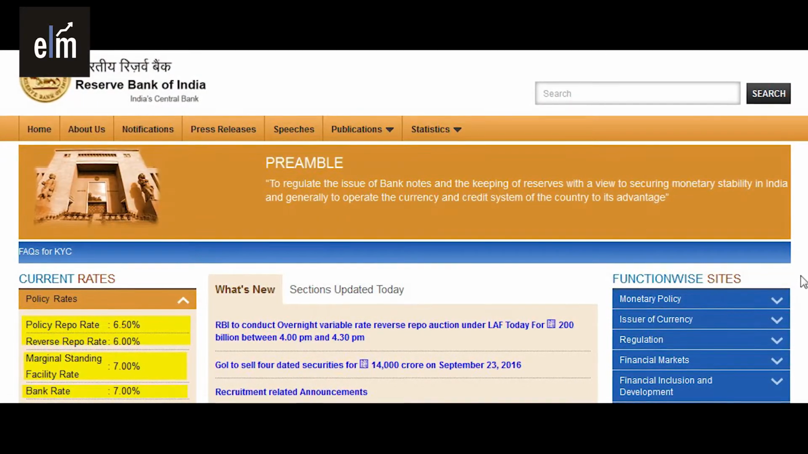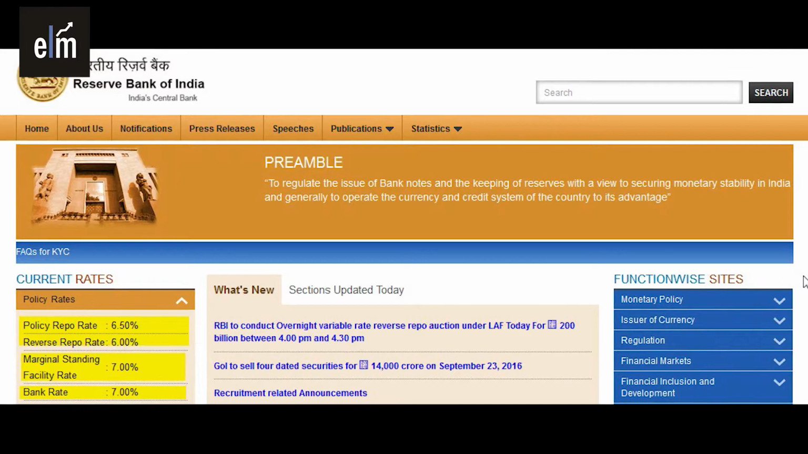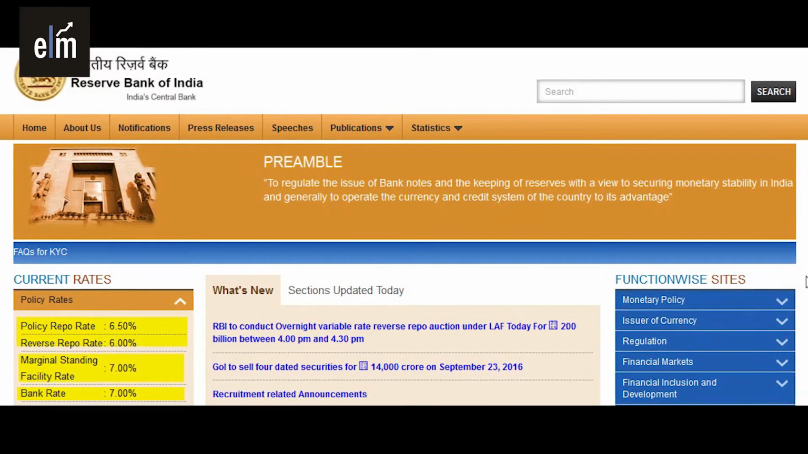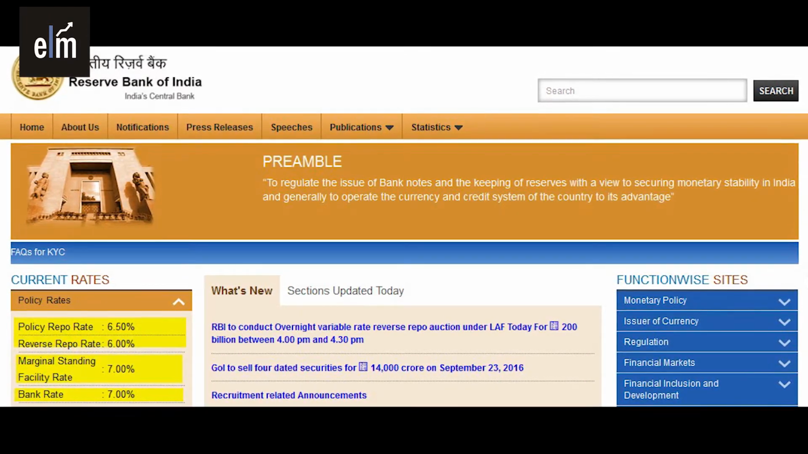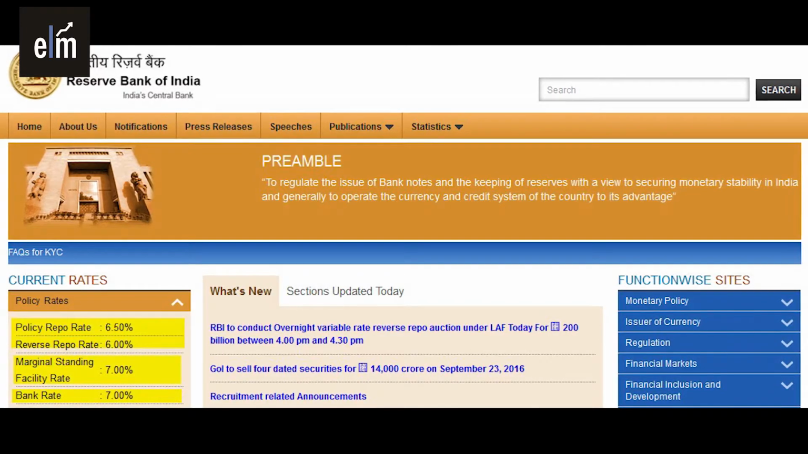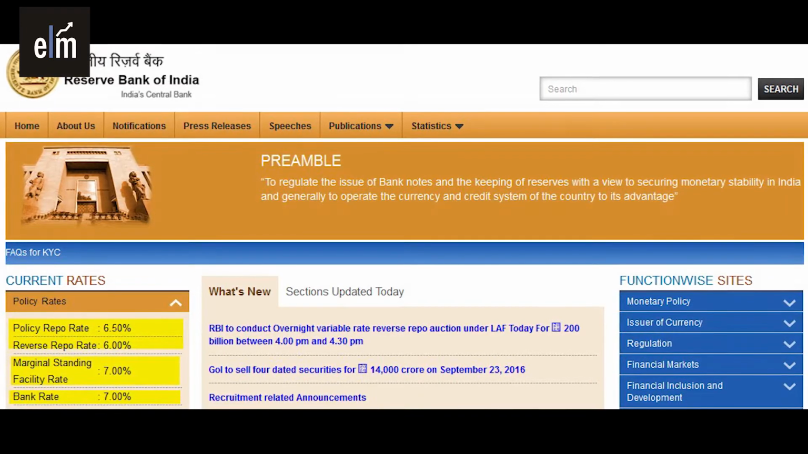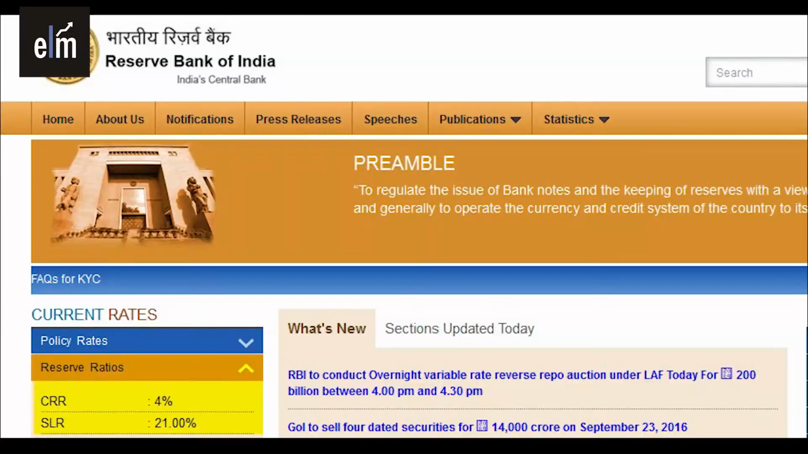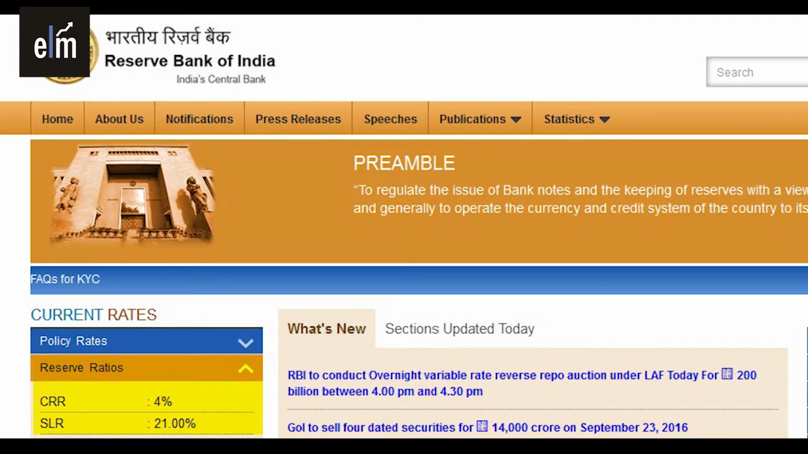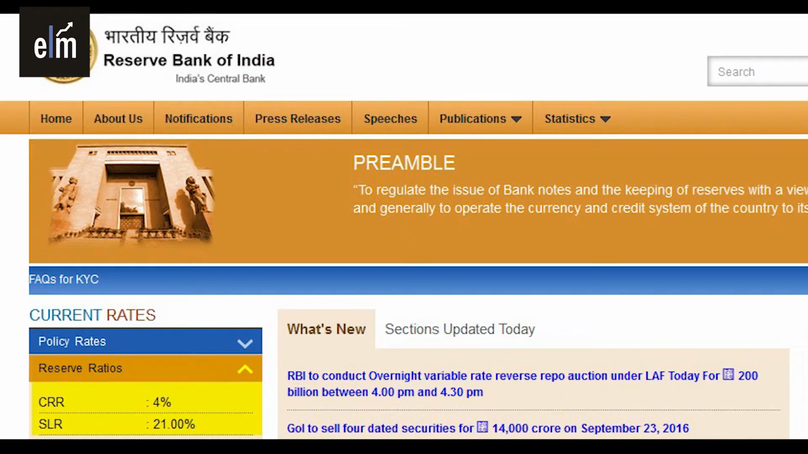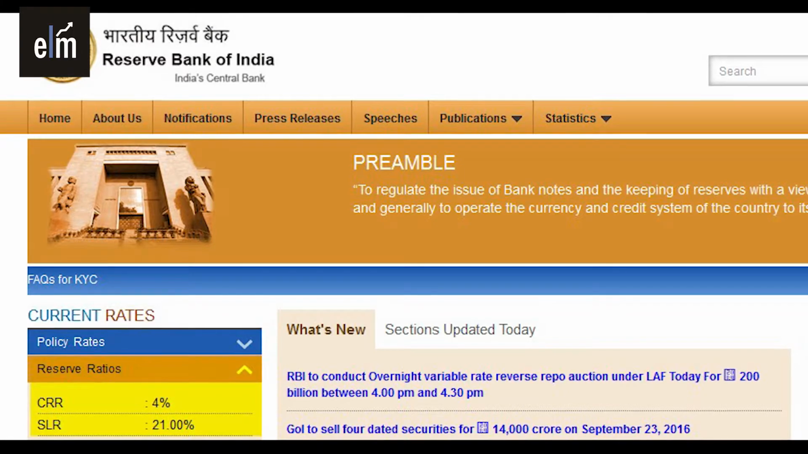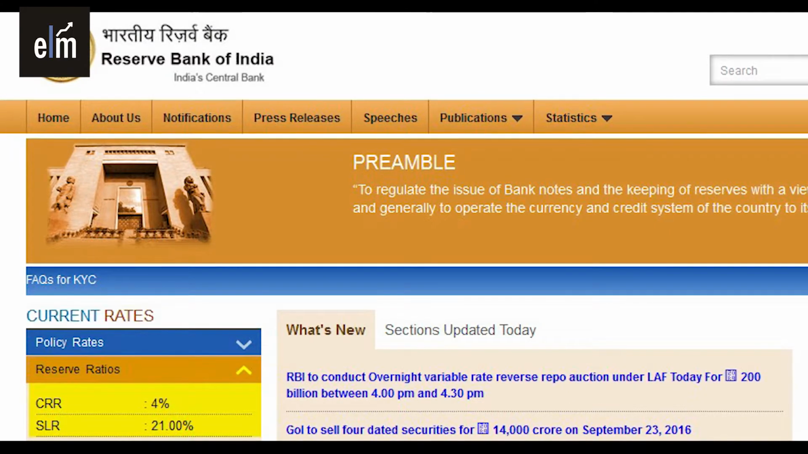Monetary policy is the policy of the central bank, that is RBI in case of India, with regard to the instruments under its control to achieve the goals as specified in the RBI Act. These instruments are the bank rate, repo rate, reverse repo rate, CRR, that is the cash reserve ratio, and the statutory liquidity rate. So let us understand as to what each of these terms denote.